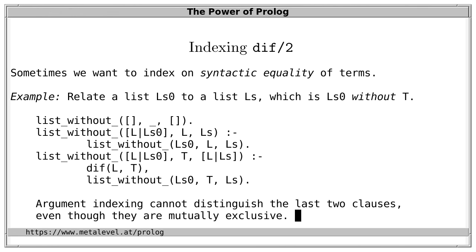But even so, argument indexing still can't distinguish the last two clauses, even though they are mutually exclusive, because one clause head is subsumed by the other one, at least for the first two arguments. And so every time the first one applies, the other also applies. And neither deep indexing nor multi-argument indexing can distinguish the cases, because the only distinguishing factor is this diff goal, which states that one of the clauses only applies if L and t are different, while the other clause only applies if L and t are the same.